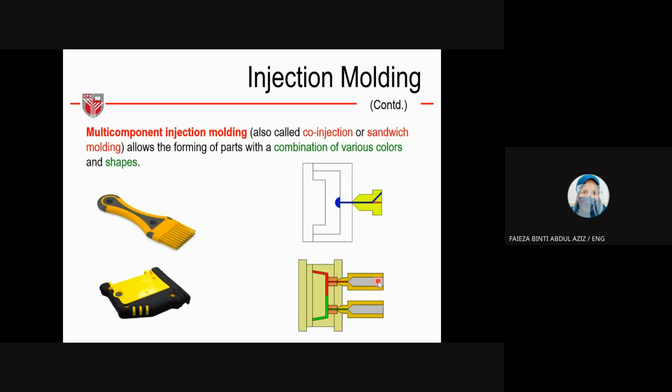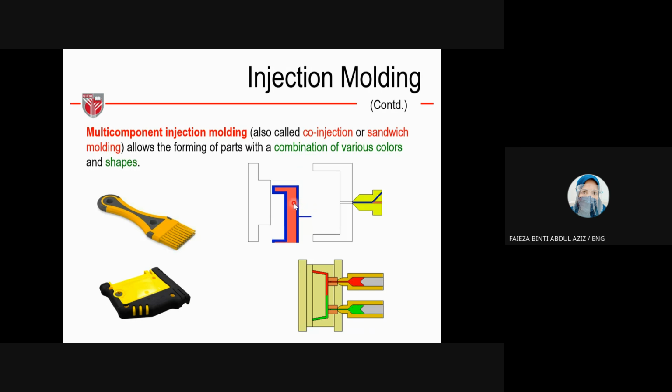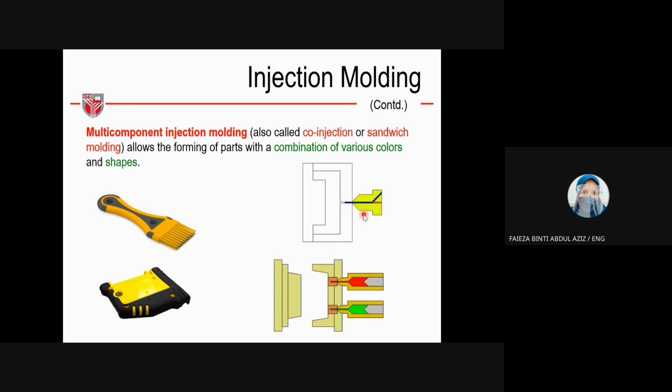We also have multi-component injection molding, also called co-injection or sandwich molding, which allows the forming of parts with a combination of various colors and shapes. For example, here we have the blue and the red color. They inject the blue one first, and then they inject the red one. Same as this one, they use two injection nozzles.